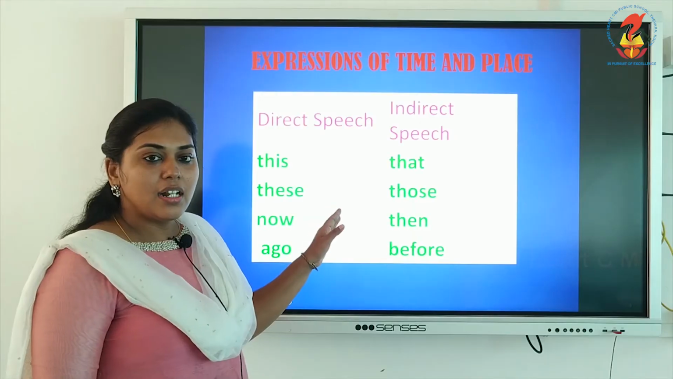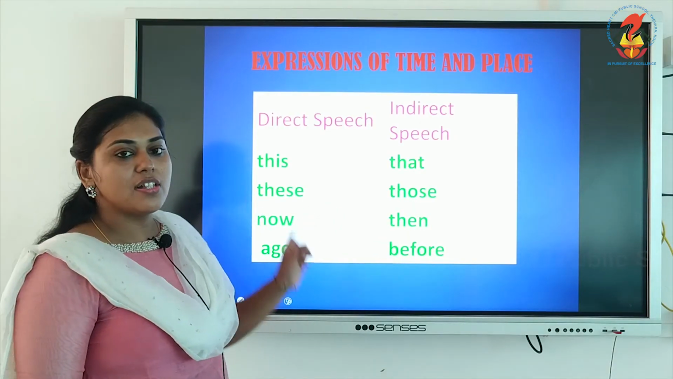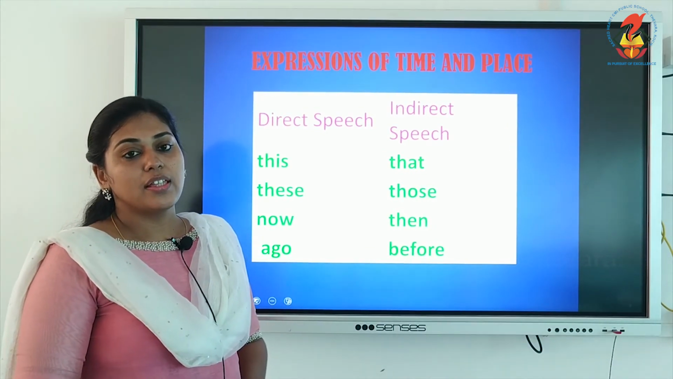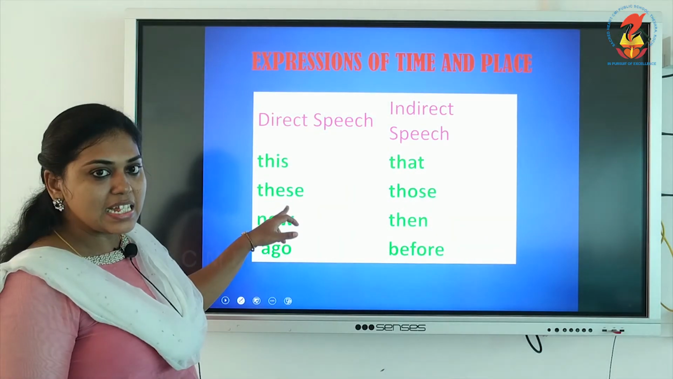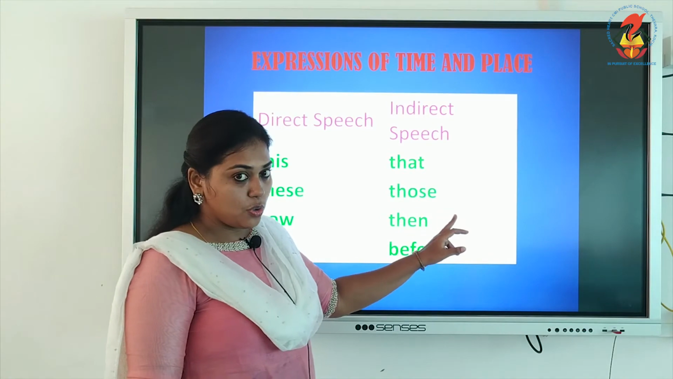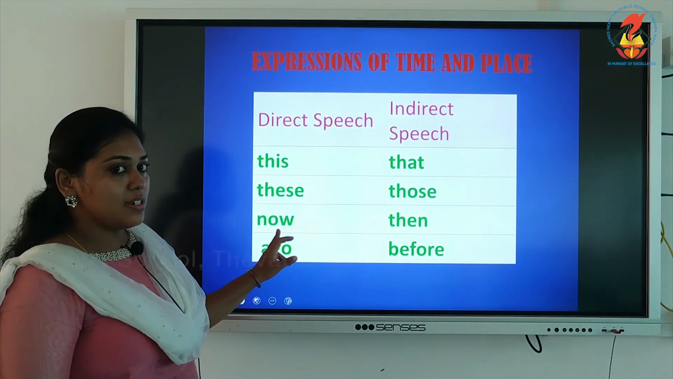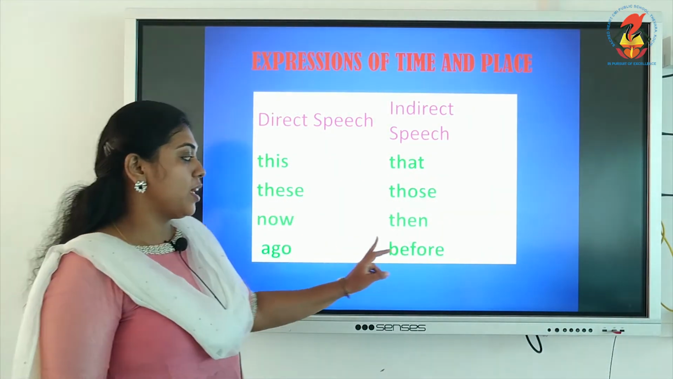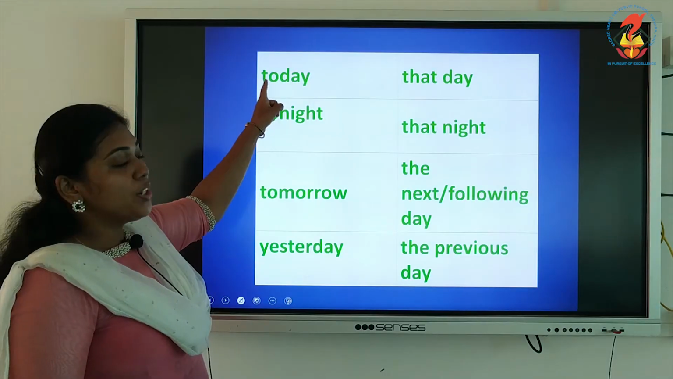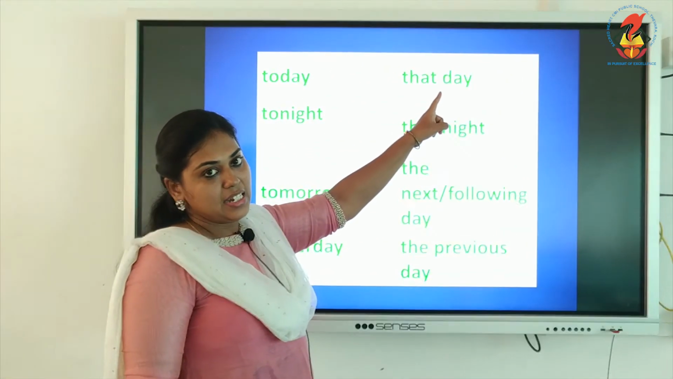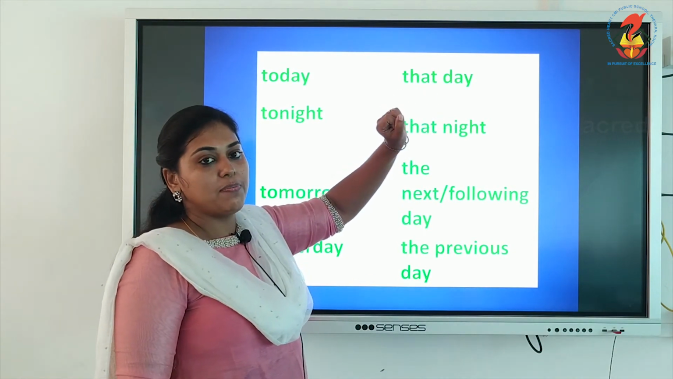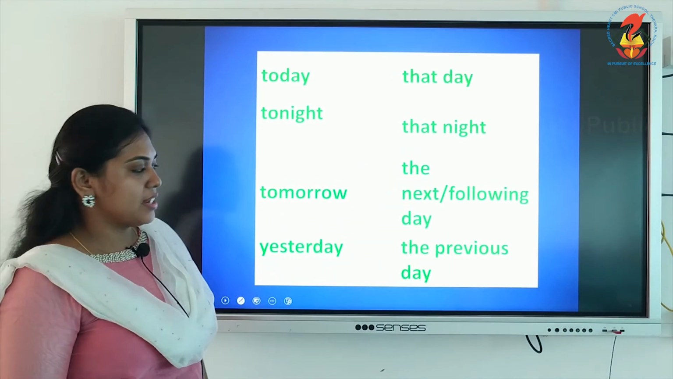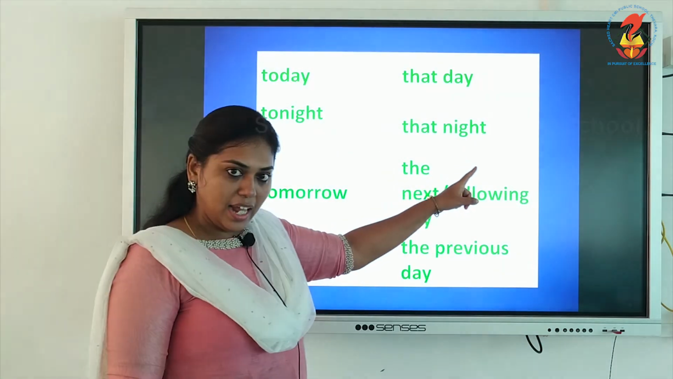Okay. Next is regarding a few words that you have to change. We already saw in one example that when the word this came in the sentence, we changed it into that. Likewise, when the word these comes in a sentence, we have to change it into those. When now comes in a sentence, we have to change it into then. When the word ago comes in a sentence, we have to change it into before. Today should be replaced with the words that day. When today comes, you have to replace it with that day when you write it into indirect speech. Tonight should be written as that night.